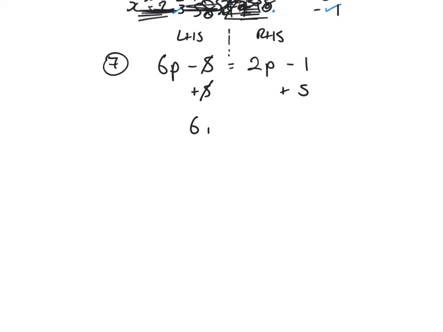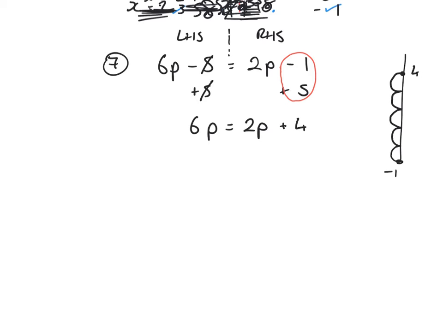Okay, that leaves me with 6p on the left hand side. And then what am I left with on the right hand side? We'll just take our time. We've definitely got 2p there. And really take your time with the next bit. We've got minus 1 plus 5. So think really carefully about that. Think about a number line. We're at minus 1 and we go up 5. That would bring us up to 4.